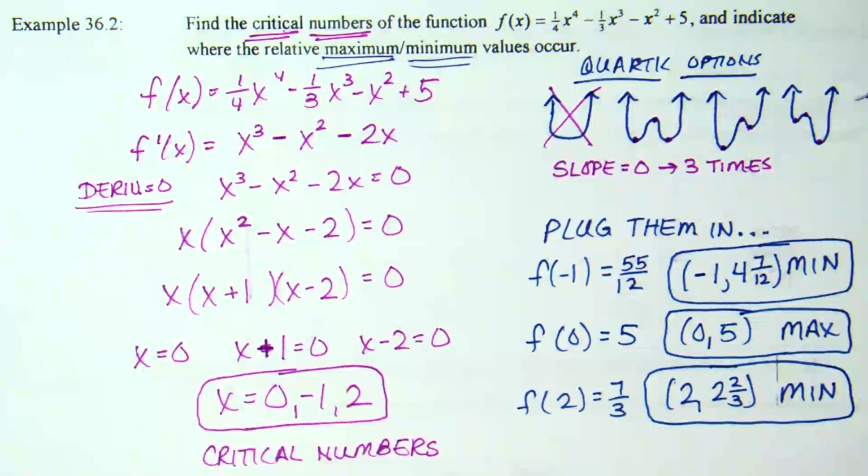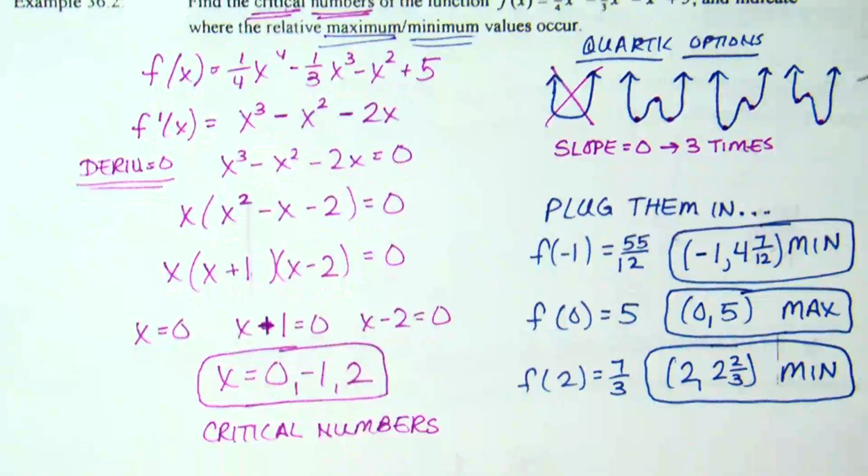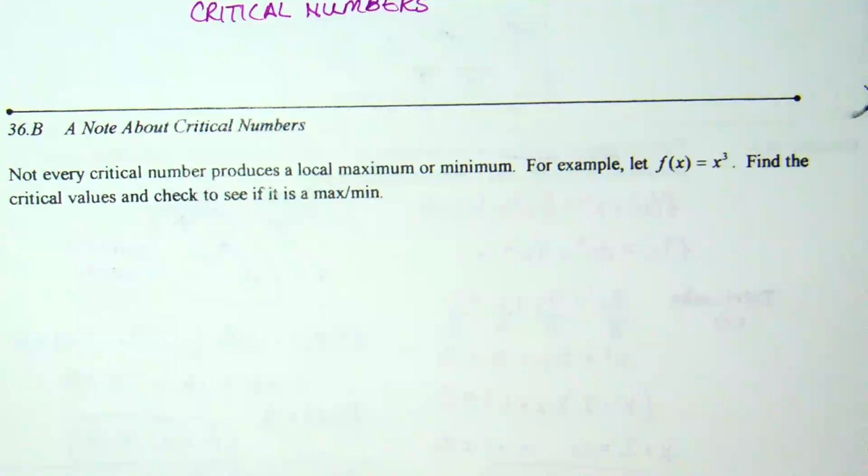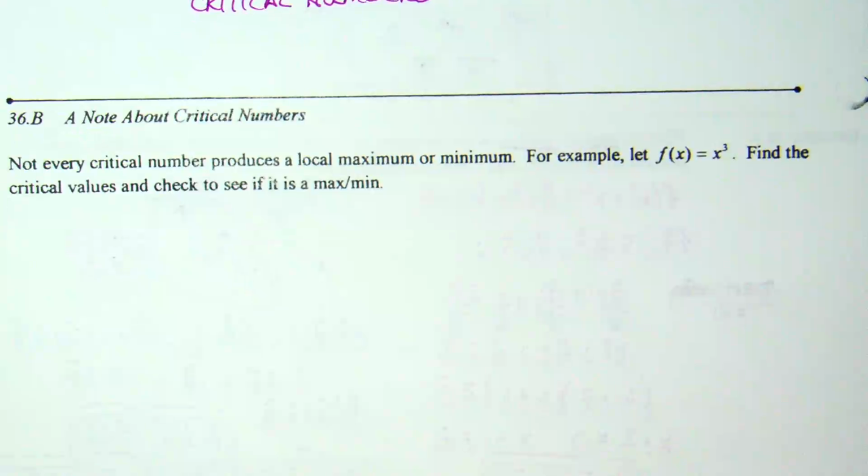Okay, we've got one more example, example 36b. A note about critical numbers. Not every critical number produces a local maximum or minimum. General rule of thumb is a critical number will produce a local maximum or minimum. However, there are exceptions. For example, let f of x equal x to the third. Find the critical values and check to see if it is a max or a min.